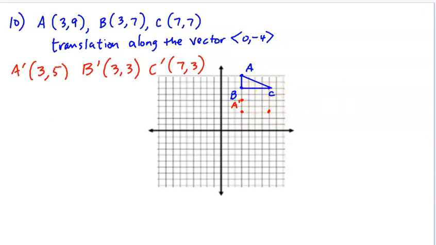Okay. And finish this little shape. It's kind of crooked, but that'll be all right. We'll finish this off. This is B prime, and this is C prime. And that's all we have to do on number 10. We have to graph the pre-image in blue, and the image, and identify the coordinates.